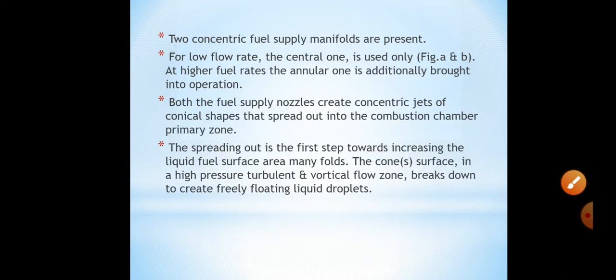So here two concentric fuel supply manifolds are present. For low fuel flow rate, only the central one is used, and at higher fuel flow rates the annular one is additionally brought into operation. Both the fuel supply nozzles create concentric jets of conical shapes that spread out into the combustion chamber primary zone. The spreading out is the first step towards increasing the liquid fuel surface area many folds.